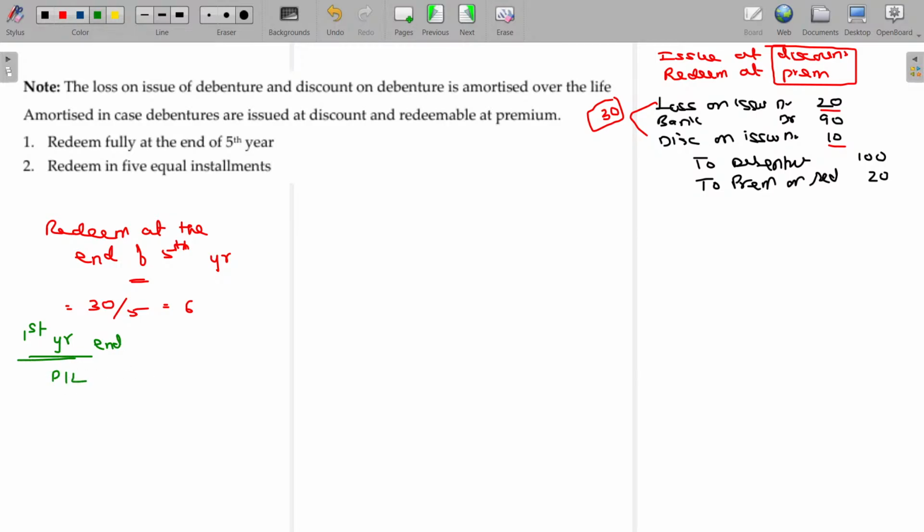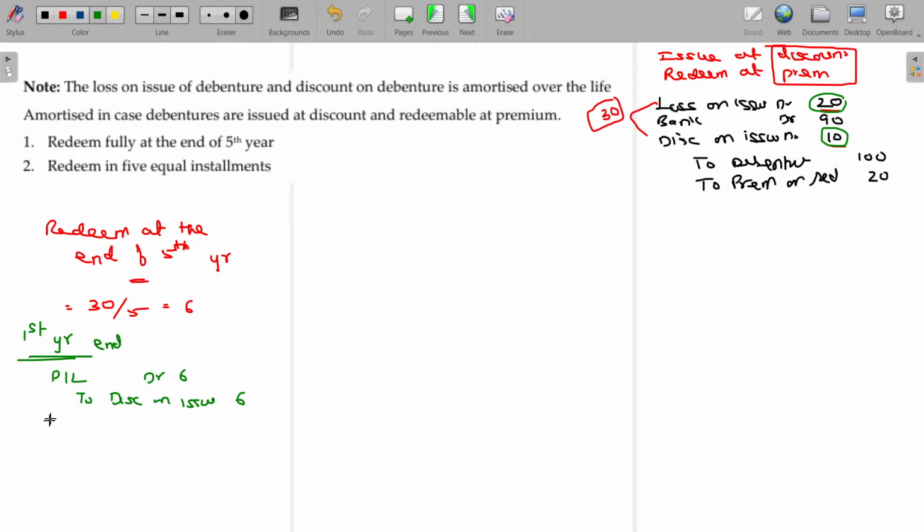You debit to the P&L account 6 rupees. What can we debit? You can debit as your choice. 20 plus 10, 30 rupees you have. Maybe this will be discount on issue as well as loss on issue. How much? 6 rupees. Thereafter the balance 20 plus 10 decreases to 24.